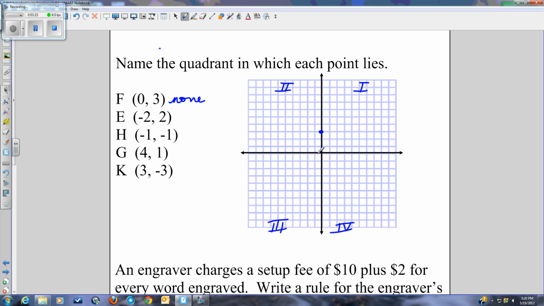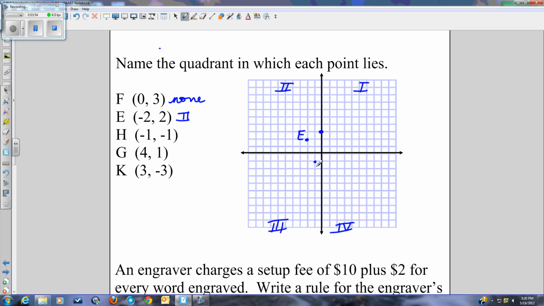E is the point -2, 2. So we go to the left 2 and up 2. So that is in quadrant 2. Oh, I didn't mean to write 3 on the last one. I should have written 2. Here we go. Yes. So moving back to point E, that was in quadrant 2, and I should label that. -2, 2 is right here. So that is quadrant 2.